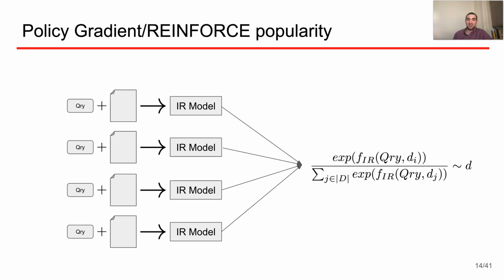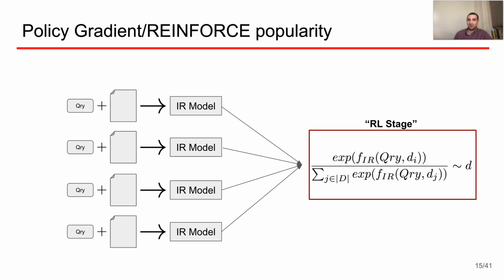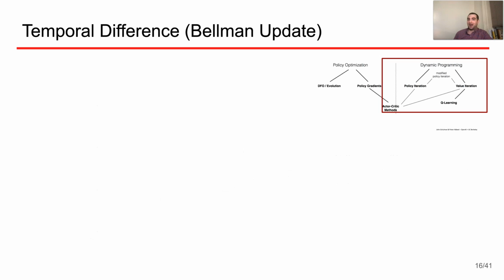Let's perform a softmax operation. The softmax operation now allows us to capture the full state information without having to model all the documents in our state simultaneously. And that's why this method is so popular. It allows us to do reinforcement learning using standard neural IR architectures. Temporal difference learning is a bit different, and I'll go into why.